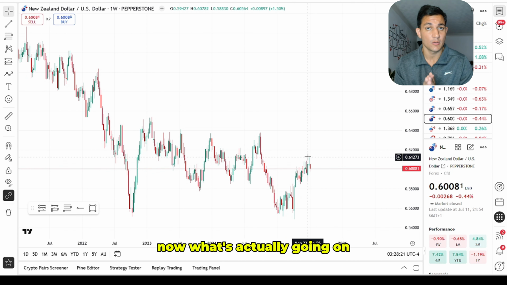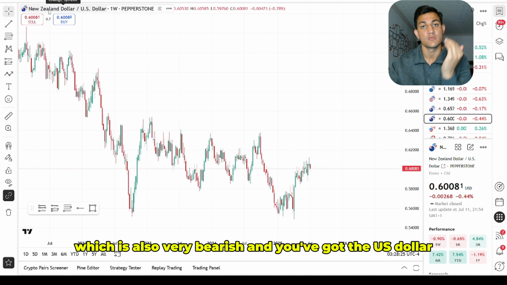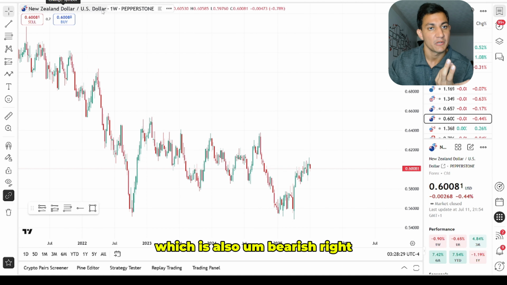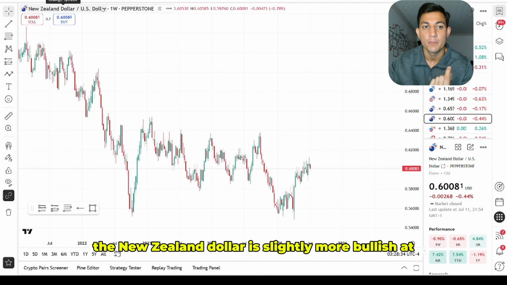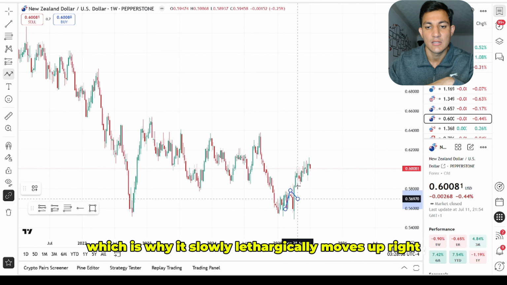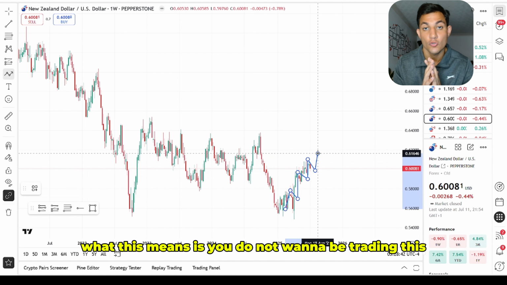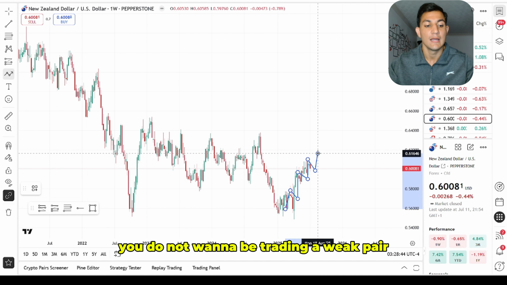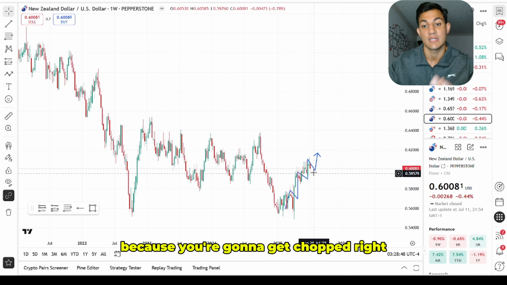Now, what's actually going on, and this is super important, is you have the New Zealand dollar itself, which is also very bearish, and you've got the US dollar, which is also bearish, like we talked about. So in this case, the New Zealand dollar is slightly more bullish compared to the US dollar, which is why it slowly, lethargically moves up, right? But as traders, what this means is you do not want to be trading this. You do not want to be trading a weak currency, the New Zealand dollar, against another weak currency, because you're going to get chopped, right?